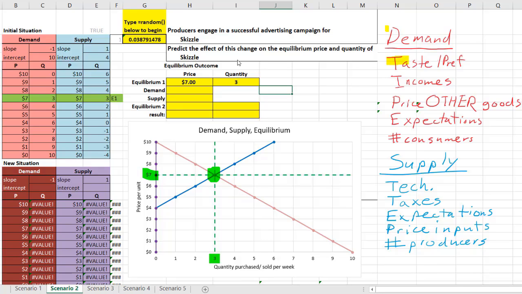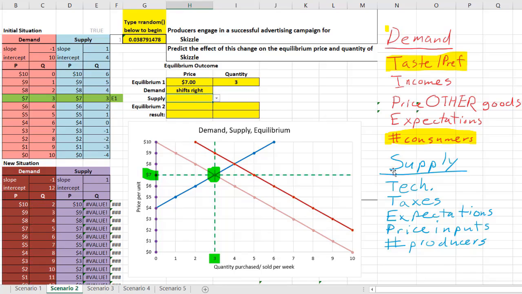Anything come to mind here, right? If you're saying tastes and preferences, you're correct, because that's what advertising aims to do, right? It aims to kind of increase people's preferences for this product. You could also say number of consumers. Those things kind of work hand in hand. Okay, so in either situation, that's going to make demand go up, right? So we're going to have demand shifting right. Supply isn't changed because that's not a supply determinant, is it? No, so that's going to be unchanged.